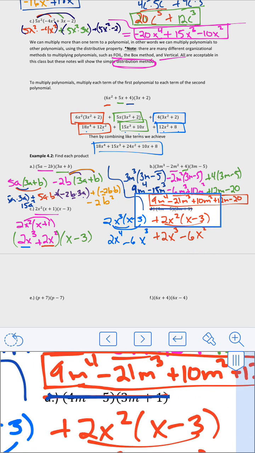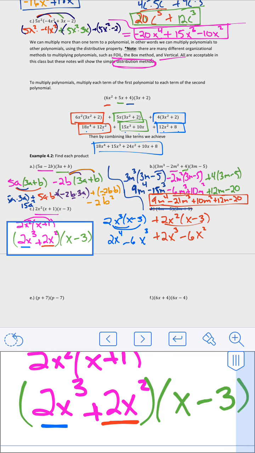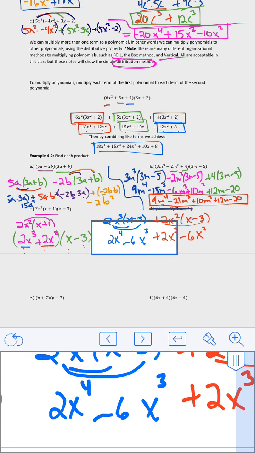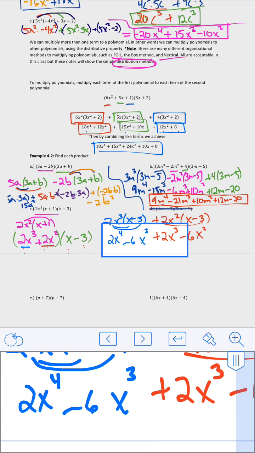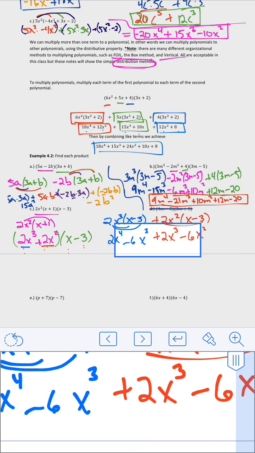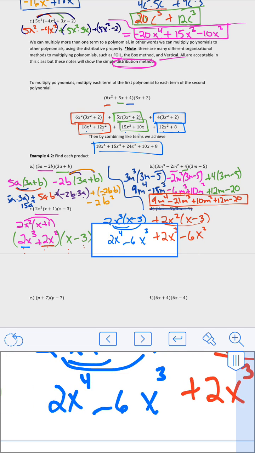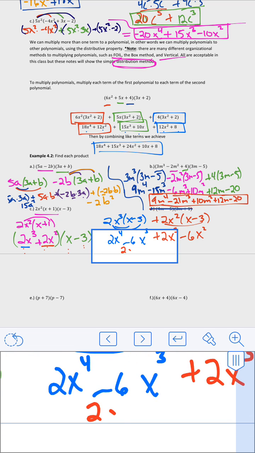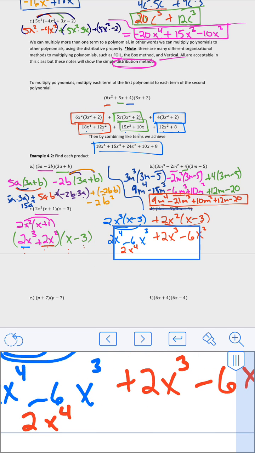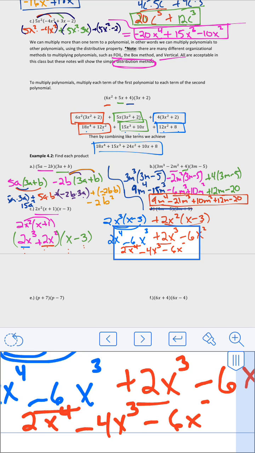Cool, and I should have, that was a binomial times a binomial. That's 2 times 2. I should have 4. 1, 2, 3, 4. Good, I got everybody's combination. Now I can combine some like terms here in the middle. No more fourths, so I get 2x to the 4th. Some here, I got negative 6 and positive 2 is negative 4x cubed minus 6x squared. That's my final answer.